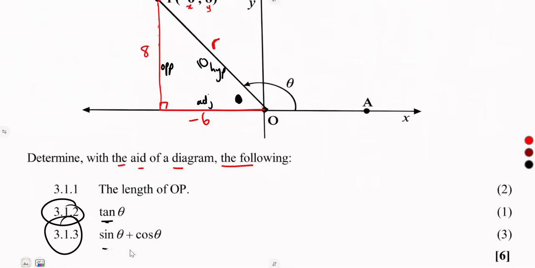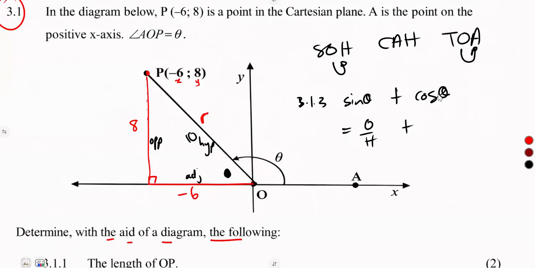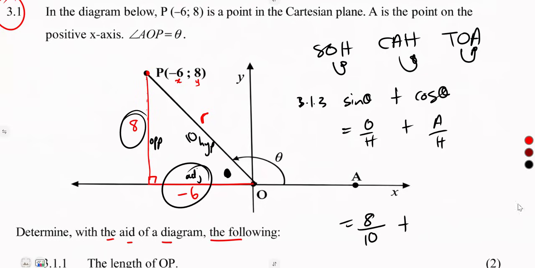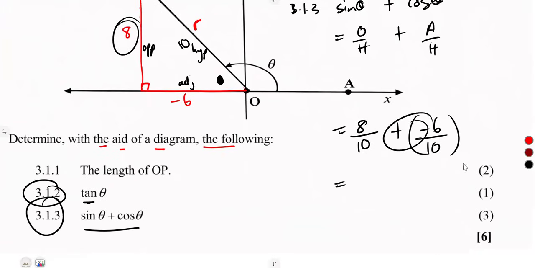3.13, sine theta plus cos theta. We can simply use the same concept. The sine of theta plus the cos of theta. Remember, sine is opposite over hypotenuse, and cos is adjacent over hypotenuse. So our opposite is 8, and the hypotenuse is 10. So that's 8 over 10 plus adjacent negative 6 over the hypotenuse, which is positive 10, the one that we calculated. A plus and a minus gives us a negative at the end.